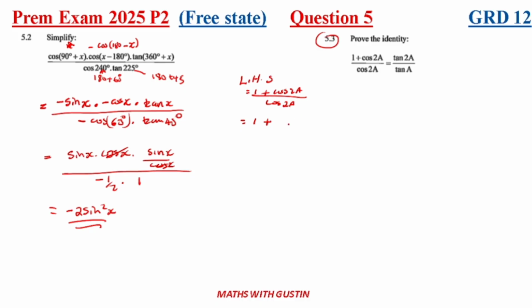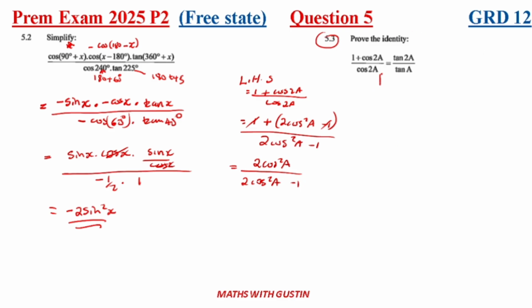1 plus this cos can be changed to cos squared a minus 1, all over this one can be changed to 2 cos squared a minus 1 as well. Okay, guys, and then when you simplify this one and that one would cancel out, so you're only going to be left with 2 cos squared a all over 2 cos squared a minus 1.